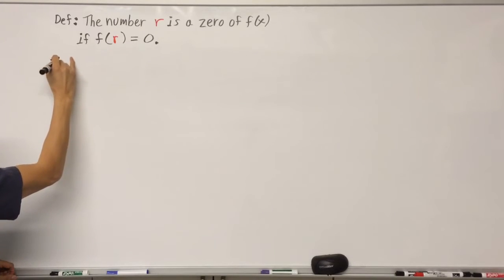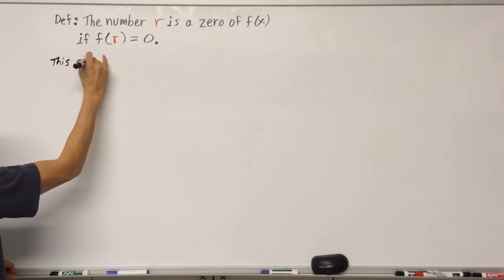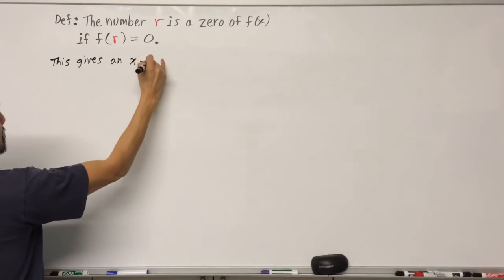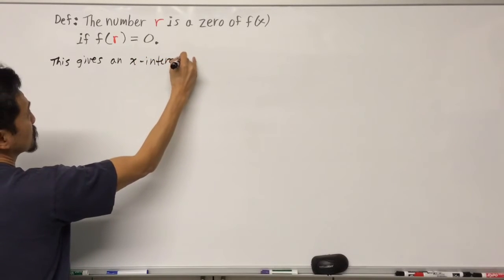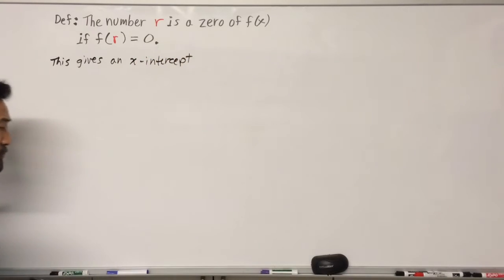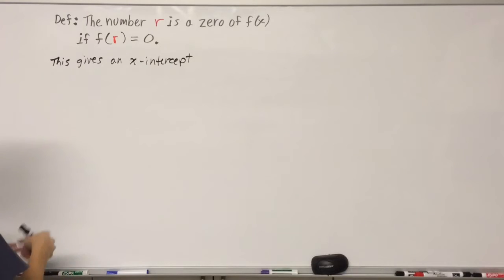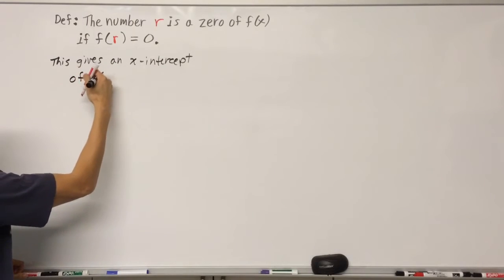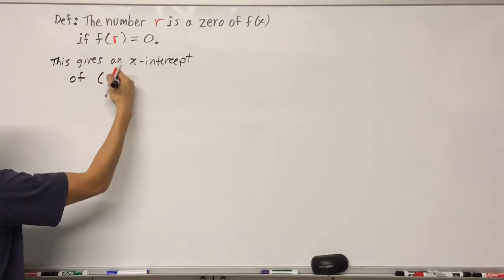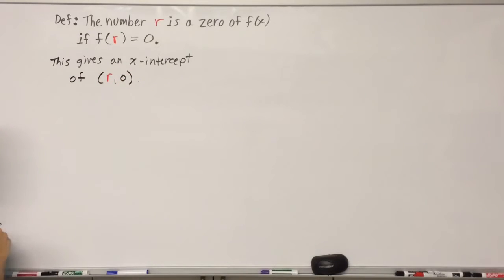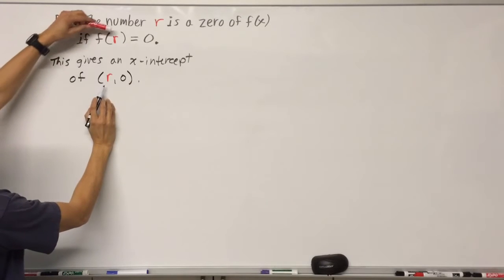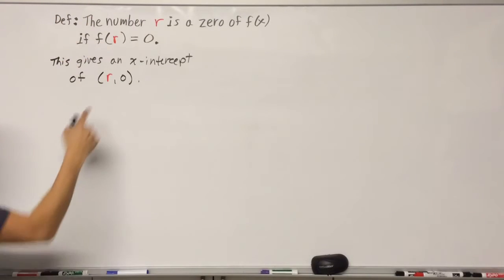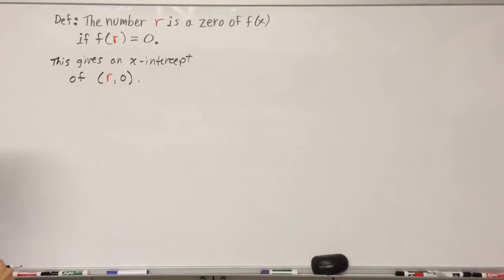So this gives us an x-intercept. And that x-intercept would then be the point (r, 0). Okay? So the r is your input, or your domain value, and the y is 0. Okay, that is your output, or range value.